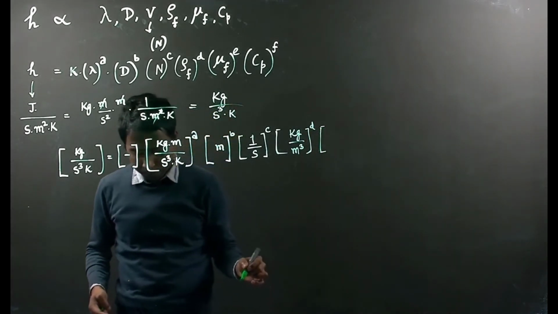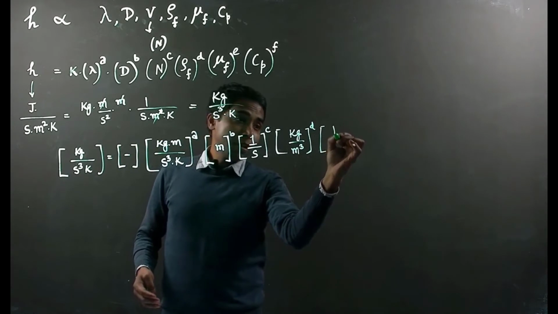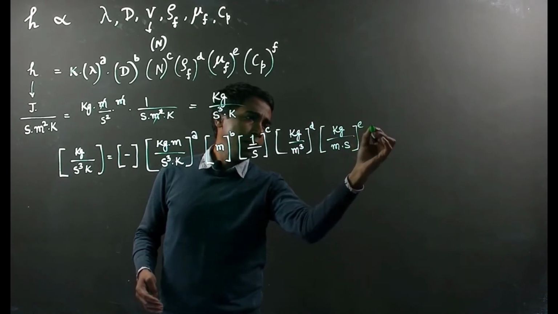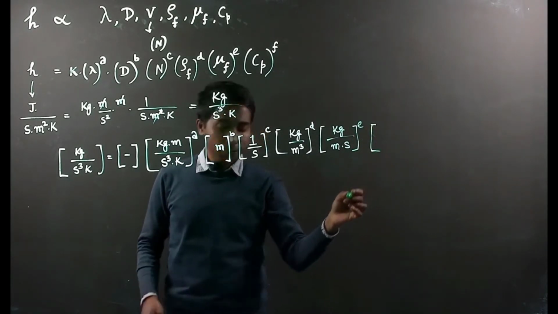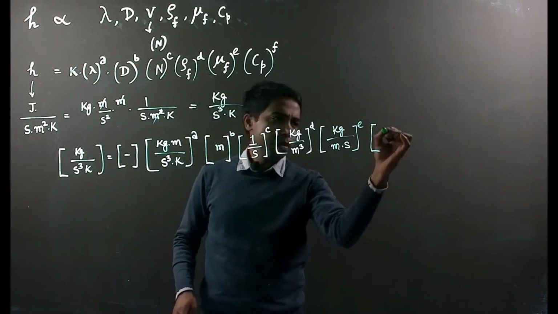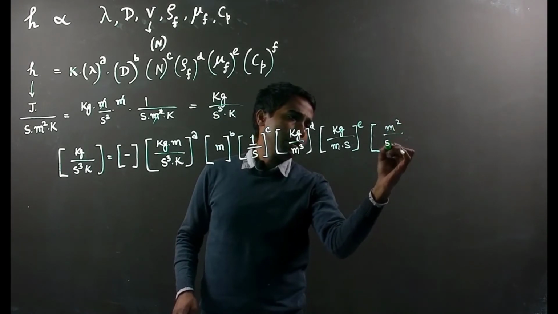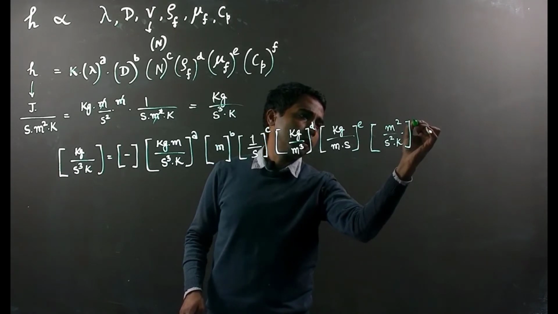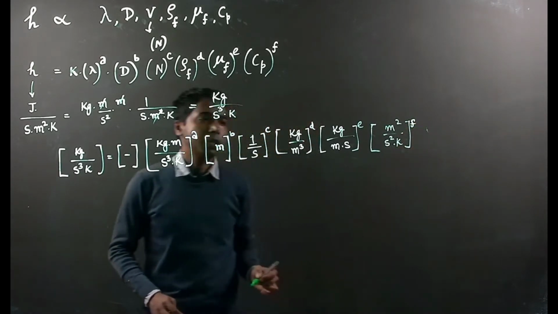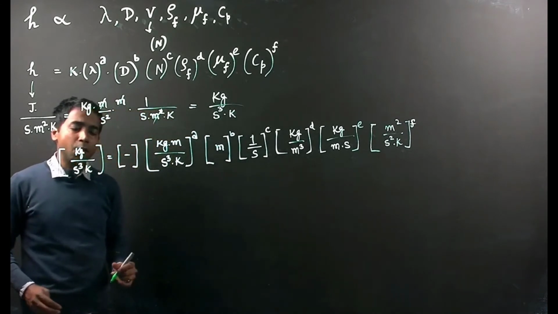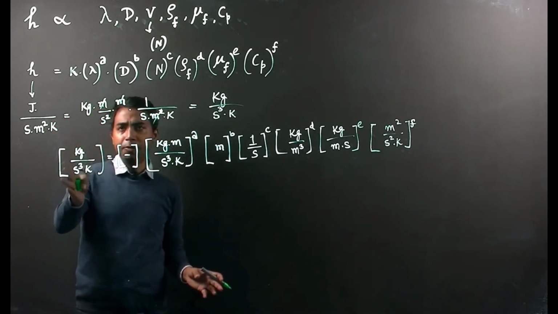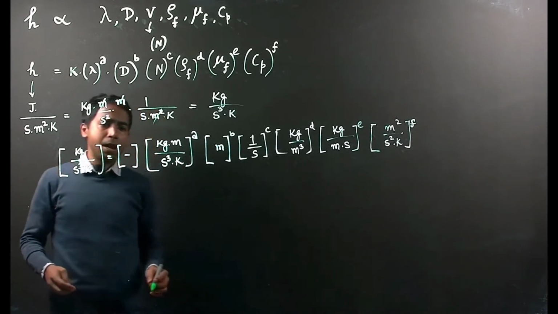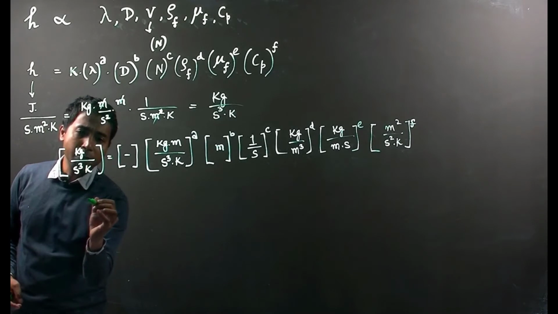Finally, you have the viscosity, which is kilograms per meter second, to the power e, and the specific heat Cp is meter squared per second squared Kelvin, all raised to the power f, small f. So now we've written down all the dimensions of the left hand side variable as well as the right hand side parameters, and our task is then to equate all this.